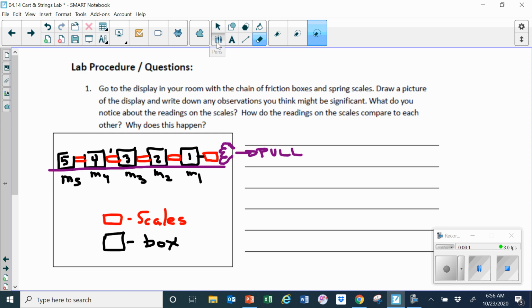Could you say something about the amount of force that you'd need to apply, or you would see at each one of these scales, depending on the position of the scale in the train? So what you want to do is write down what you think you would see right here, and think about that a little bit before you go into the lab, because this is the basis for how you want to think about solving this problem in the lab.